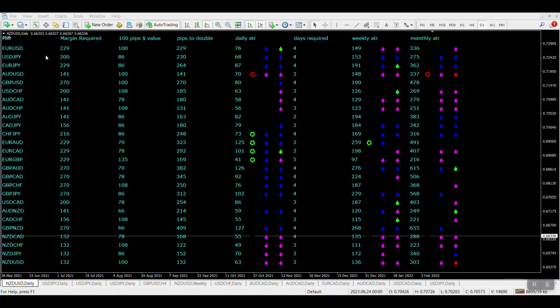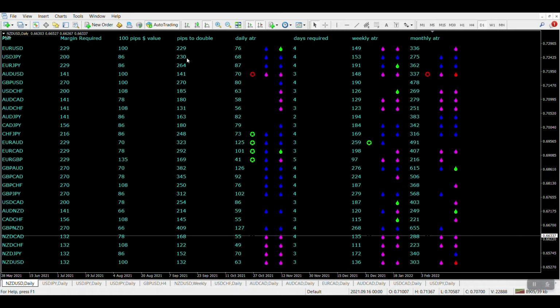Let's look this time at the USD JPY. Margin required is $200 for one mini lot. The pip value on that currently is $86. So for every 100 pips it moves, you make or lose $86. The pips to double that $200, which is all we're thinking about.